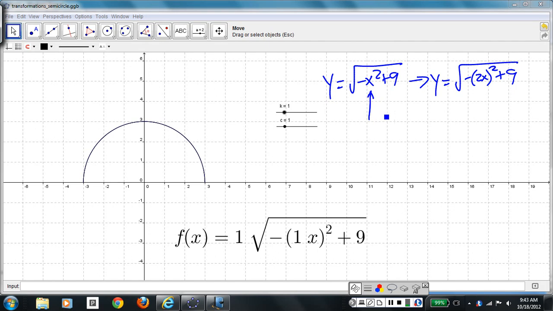In the original, if I substitute 3 for x, square the 3, get 9. Multiply 9 by -1, get -9. Add 9 and get 0. And then take the square root of 0. What do I get? What's the square root of 0? 0. So that results in this point on the graph, the point 3, 0.